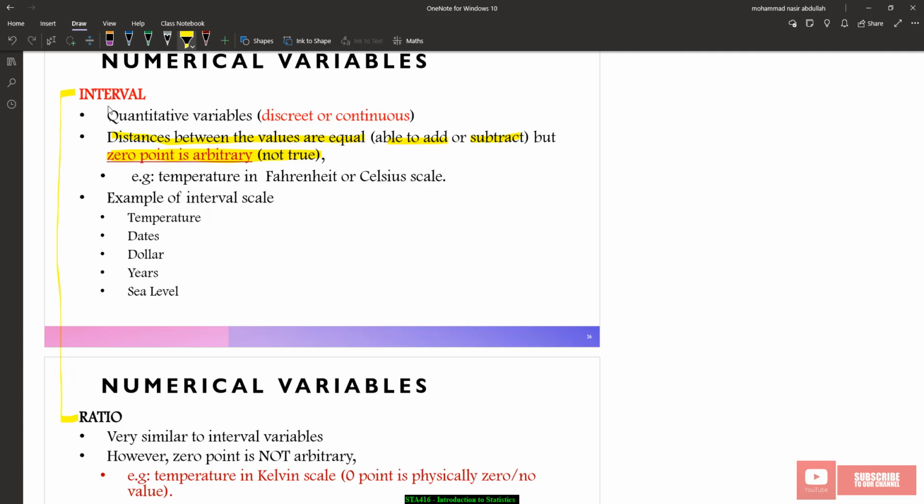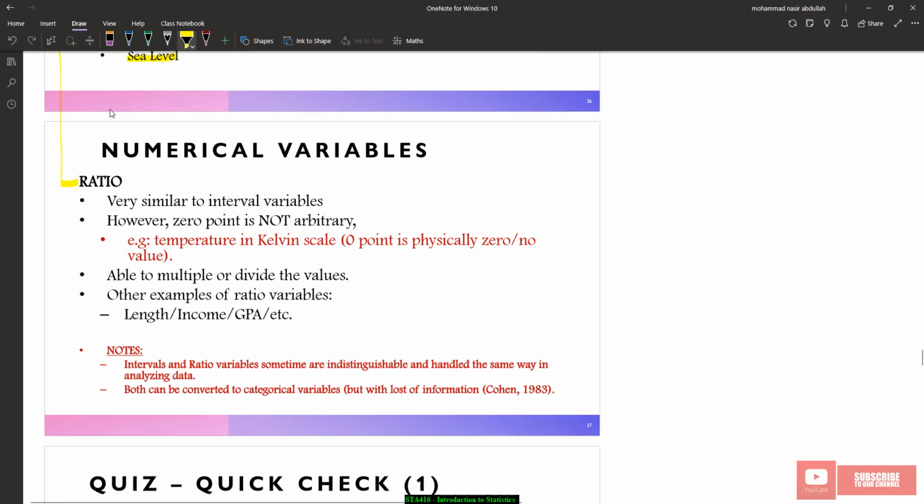Another example is date. You don't have day 0. You have day 1, day 2, day 3, day 0 doesn't exist, right? So that one also lies under interval scale. For example, sea level, years, dollar, dates, temperature. Right? Now if we look at ratio, it's very similar to interval variable, right? It's a continuous variable, right?